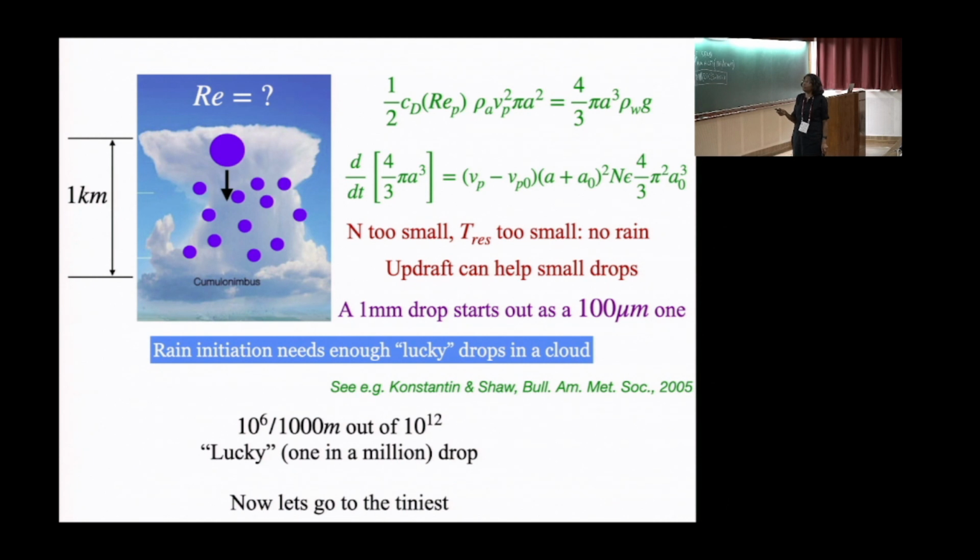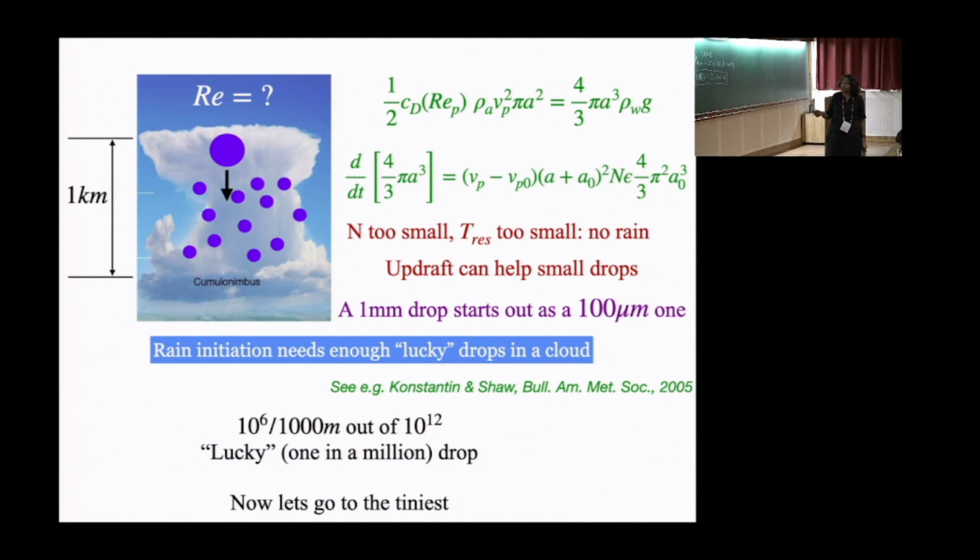And n, we see that if n is too small, then there's going to be no rain whatsoever. This thing will never grow to 1 millimeter. And if the residence time inside the cloud is too small, that depends on how fast it falls and how big the cloud is, the height and so on. That automatically gives minimum sizes of cloud and such things. But we are not after that. We're after turbulence. And these are conditions under which there's no rain. If there's a convective updraft, it can help small drops live there a little longer. So doing this calculation based on these things, we see that a 1 millimeter drop had to have started out at least as a 100 micron drop at a kilometer height.